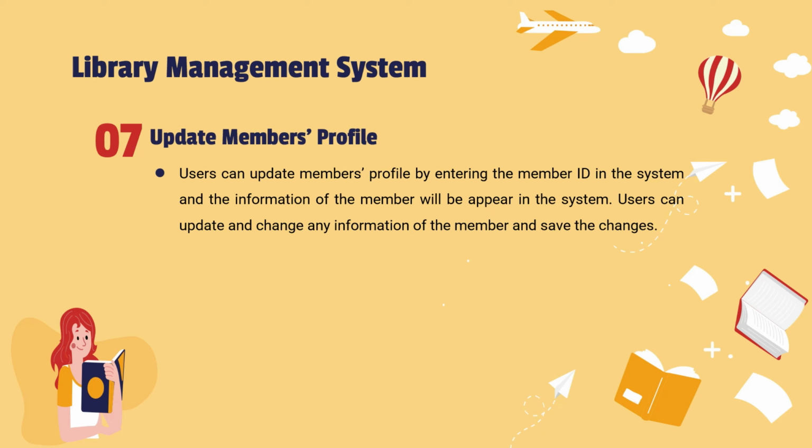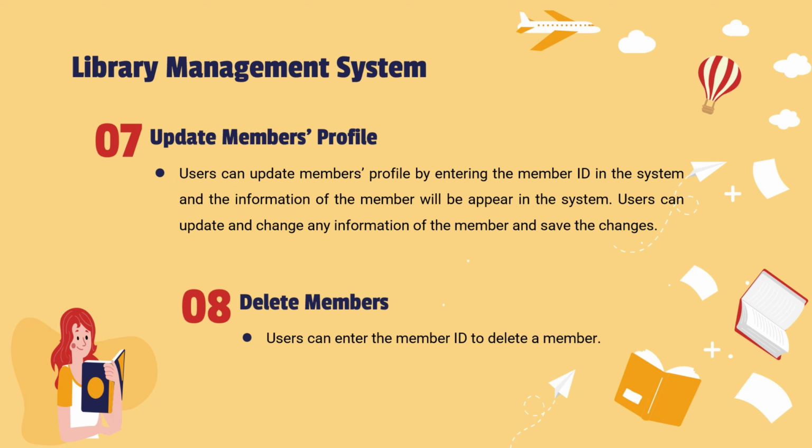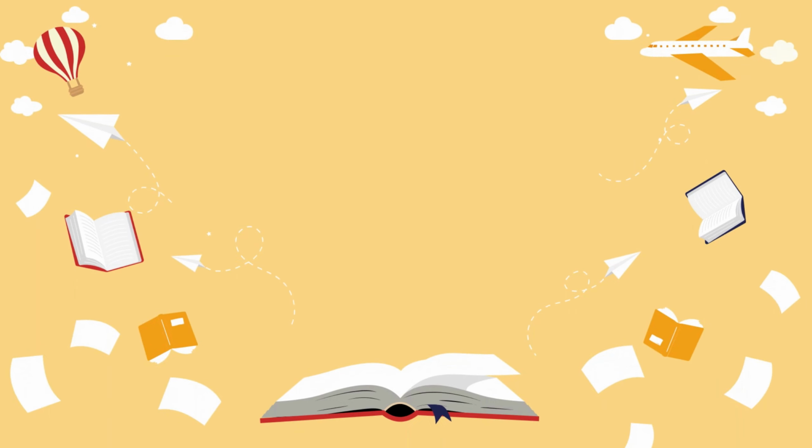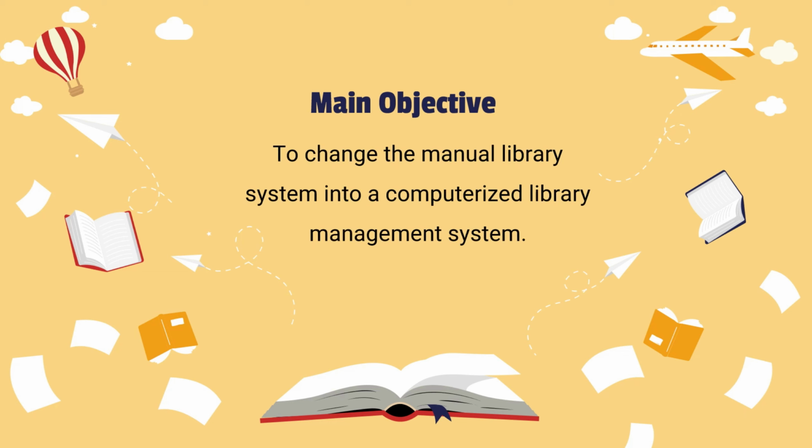The last function of a library management system is delete members. Users can enter the member ID to delete a member. The main objective of a library management system is to change the manual library system into a computerized library management system.